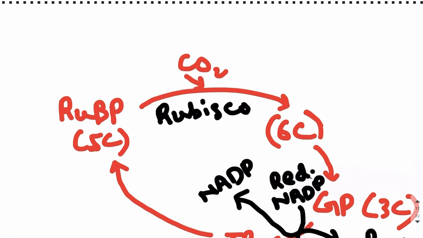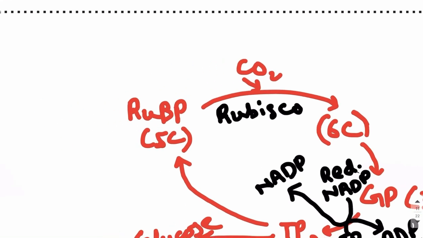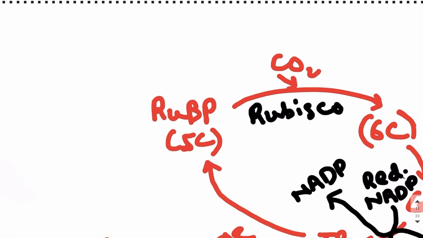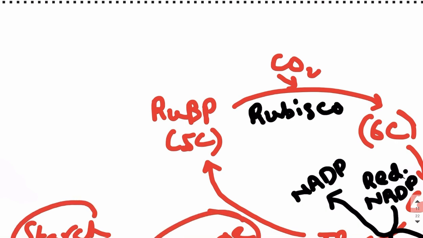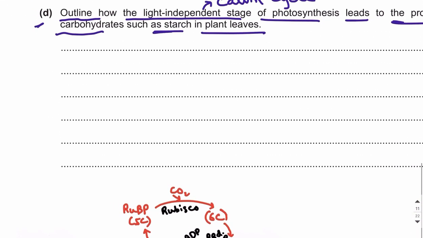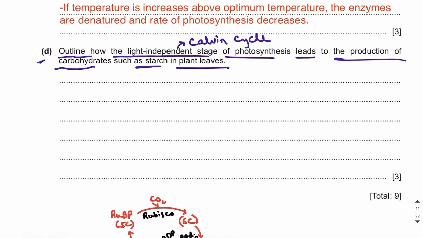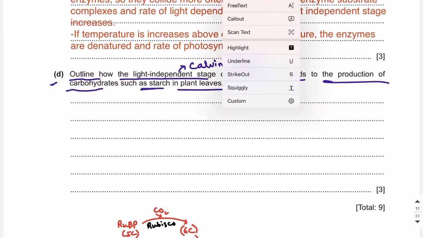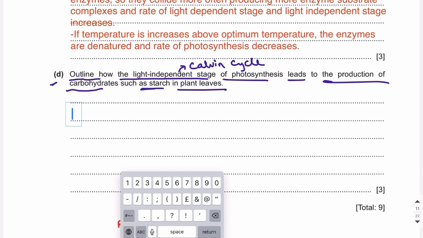So TP is used to make glucose or hexose, and then glucose is used to make starch. So we have to follow this pathway over here. And you need to remember that when glucose is used to make starch, obviously there is a condensation reaction, glycosidic bonds are made. So we have to mention that as well, right? So let's write over here the answer of this question.